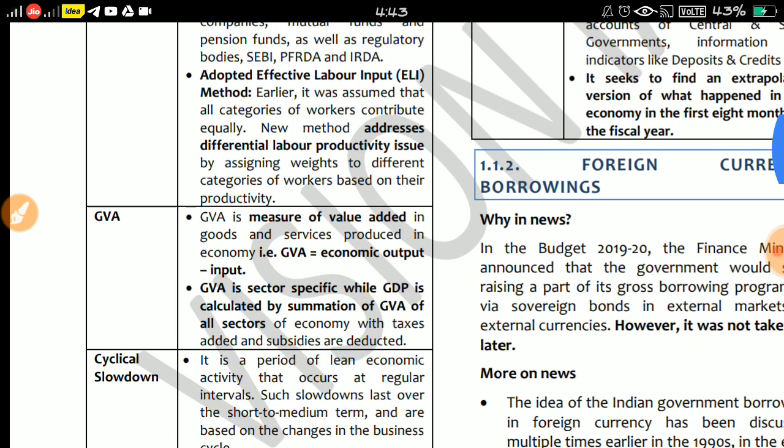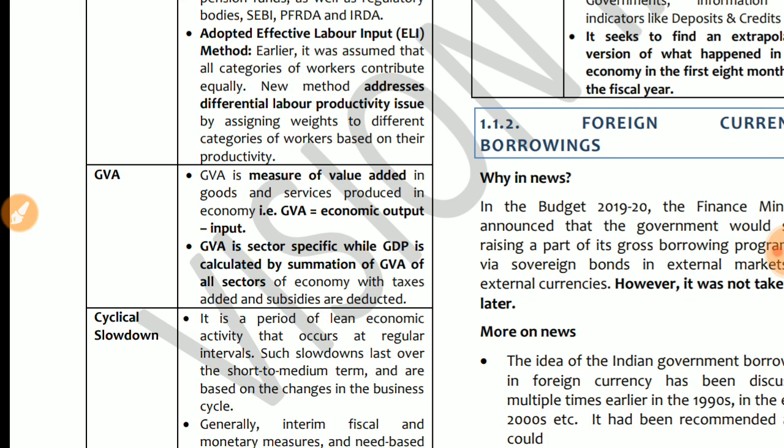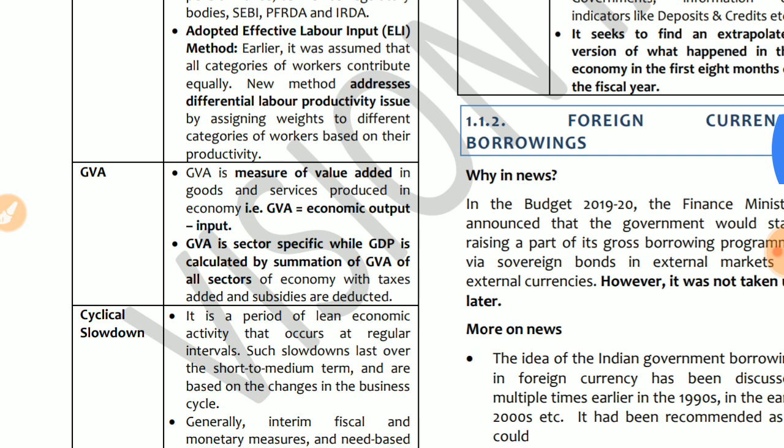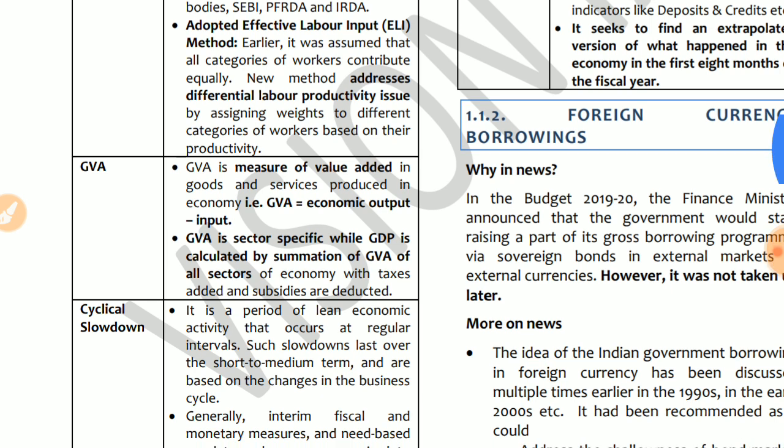Apart from that, another thing is GVA. Basically you have to remember what GVA is. It is a measure of value added in the goods and services produced in the economy. That is, GVA is equal to output minus input. So what is the value added?